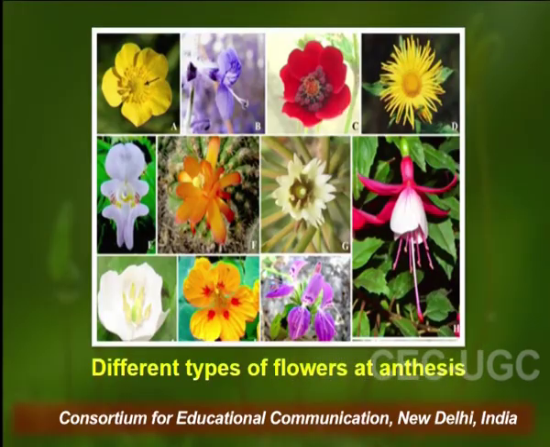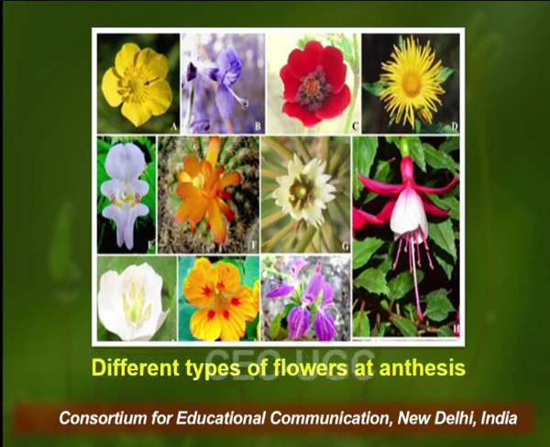Now in this particular slide you can see that there is a wide range of flowers. They are different in colors, in shapes, and even the arrangement of the sex organs in each of these flowers is different. So what you see here is that the sex organs, that is the male and the female reproductive structures, or we can say the anther and the pistil, are exposed. The flowers have opened to expose the sex organs.